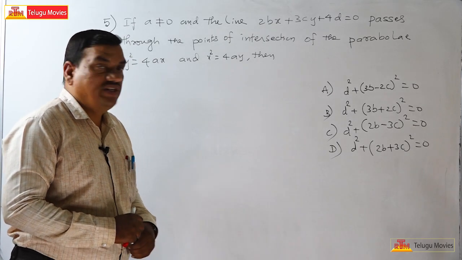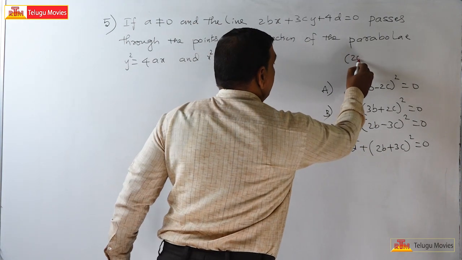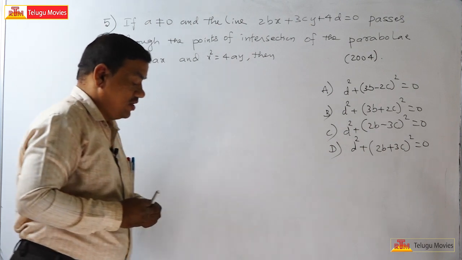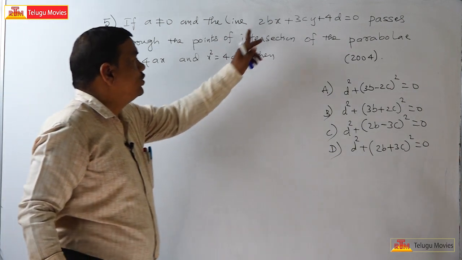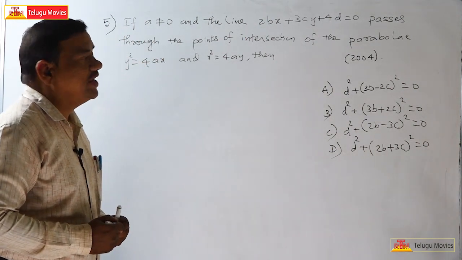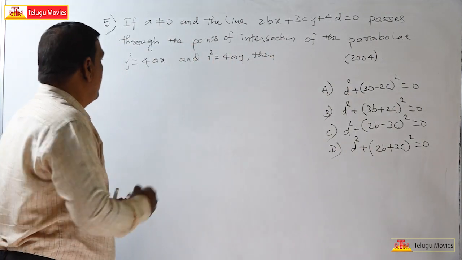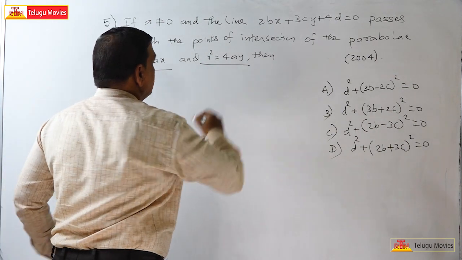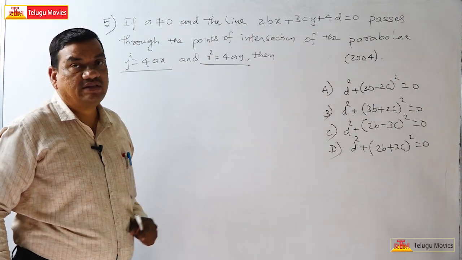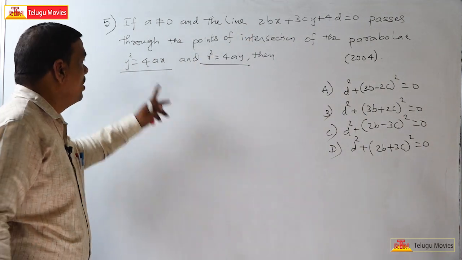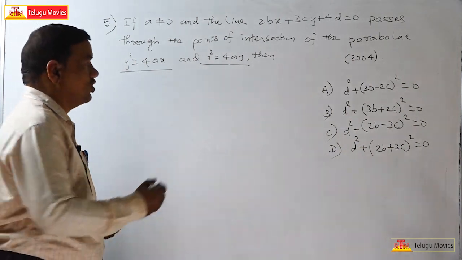Hi students, welcome to this problem. So it was given in 2004. Okay. So let us see the problem. If a is not equal to 0 and the line 2bx plus 3cy plus 4d is equal to 0 passes through the points of intersection of the parabolas y square is equal to 4ax and x square is equal to 4ay. That means the line 2bx plus 3cy plus 4d is equal to 0 passes through the point of intersection of these two parabolas.